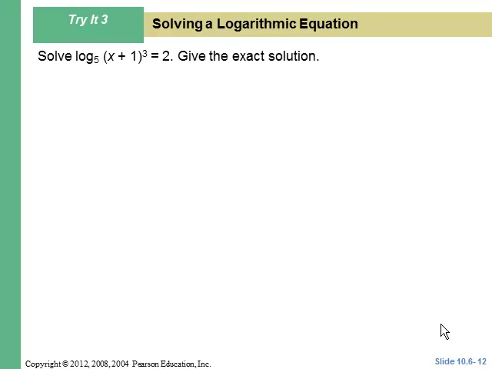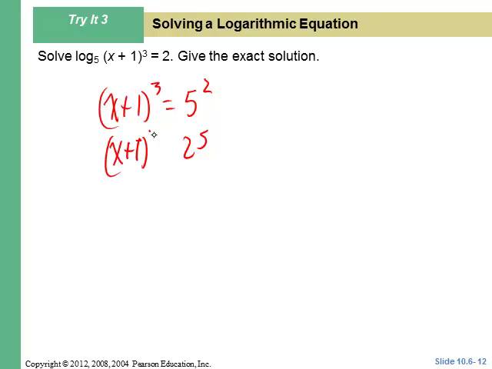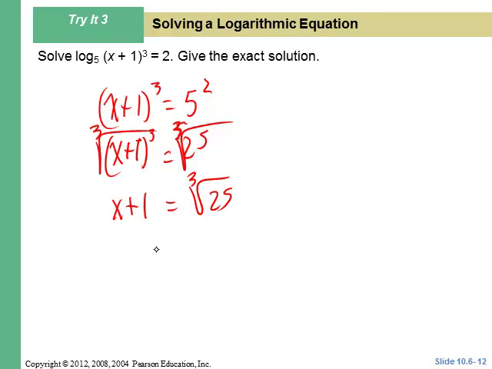You do this one. So we would have (x plus 1) to the third is 5 squared, which is 25. Take the cube root of both sides. Cube root of 25. So we have x plus 1 is the cube root of 25. So x is negative 1 plus the cube root of 25, which you can't simplify. Well, you could write it as 5 to the 2/3, but that's not any simpler.